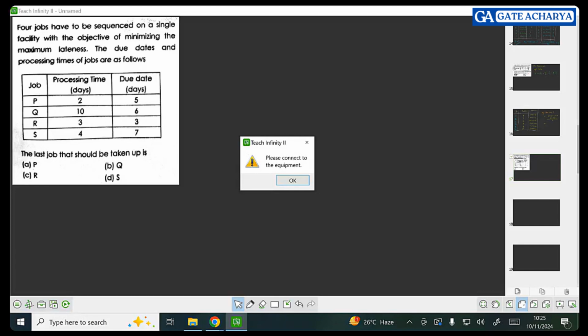Now tell me. 4 jobs have to be sequenced on a single facility with the objective of minimizing the maximum lateness. The due dates and processing times of the jobs are as follows. Which job leaves the workstation last? I told you in the beginning itself.